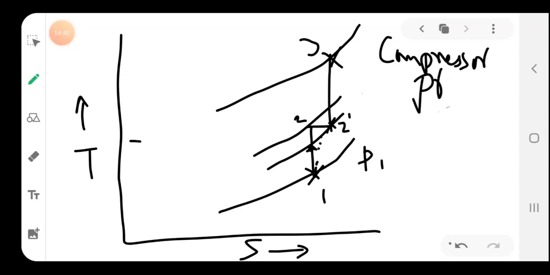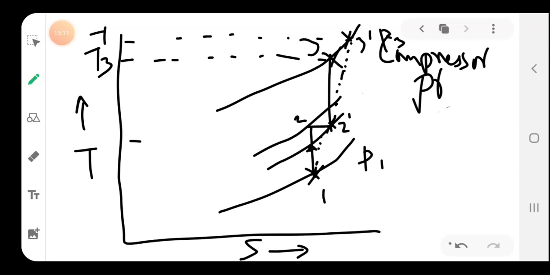Okay, an isentropic process is not actually possible, because an isentropic process is a reversible process. Such processes are not possible. So naturally, what will be the state? It will be some 3 dash. The pressure will be the same, P3, in the same pressure line, but the temperature will be higher. So this is T3 and this is T3 dash.